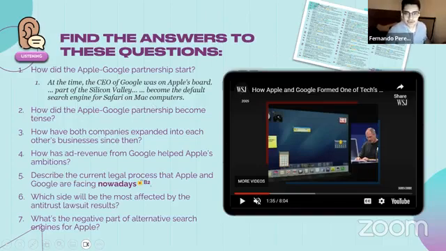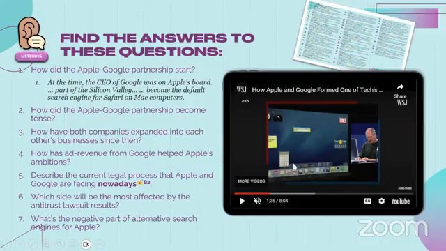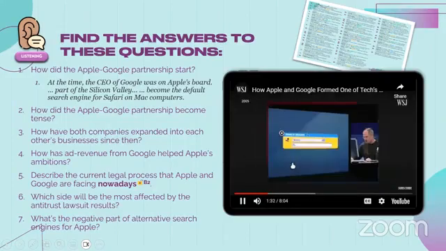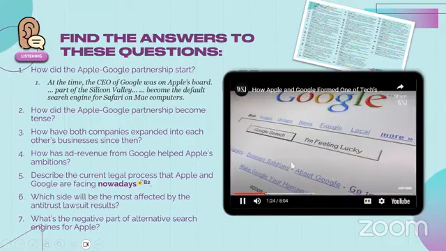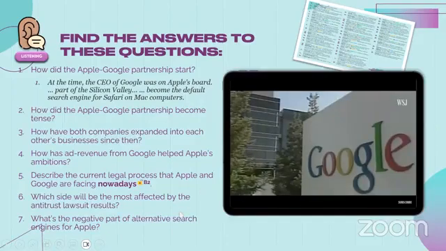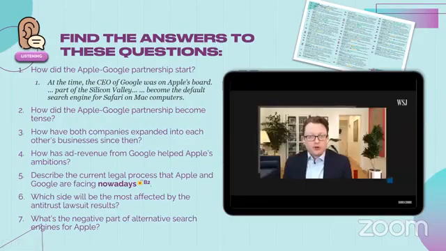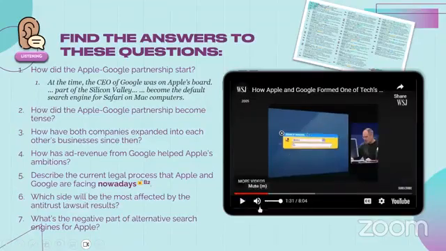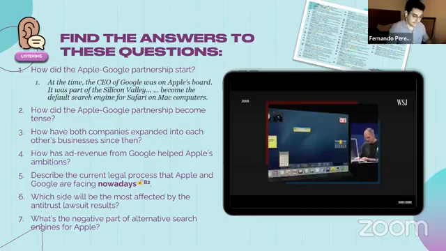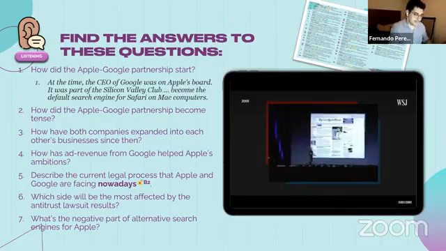Mitch, continue the answer. Club, if you will. Board, quite close. At the time, the CEO of Google was on Apple's board. It was part of the Silicon Valley club, if you will. Very good. The Silicon Valley Club.